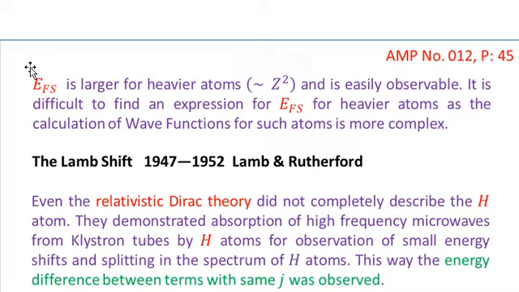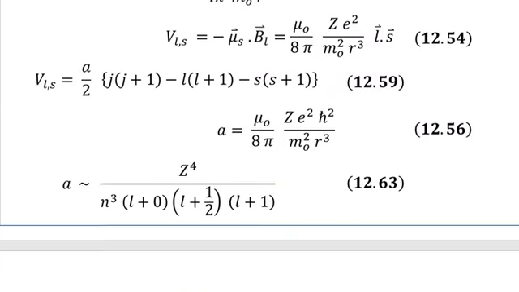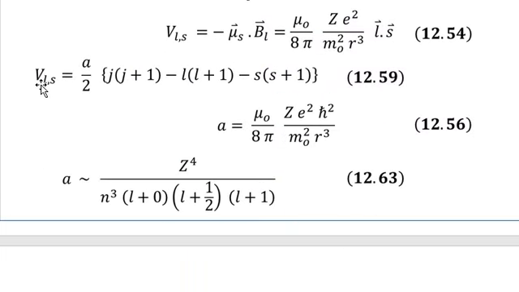E_FS, that is the energy splitting due to the fine structure, is larger for heavier atoms, and it goes as Z to the power 2. For example, as is obvious in this formula that we have used earlier. The fine structure splitting in equation number 59 depends upon the constant A, and the constant A in turn depends upon the value of Z.